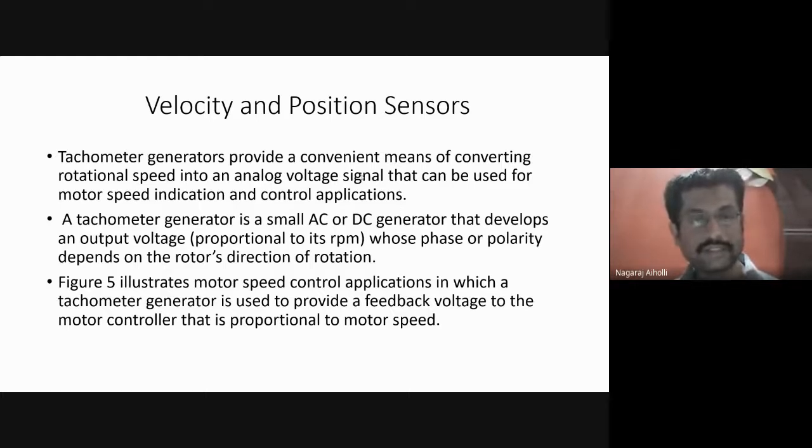A tachometer generator is a small AC or DC generator. It may be an AC generator or a DC generator. Any idea, students, what is the difference between an AC and a DC generator? You have studied it in your first year. Try to recollect the difference between an AC generator and a DC generator.